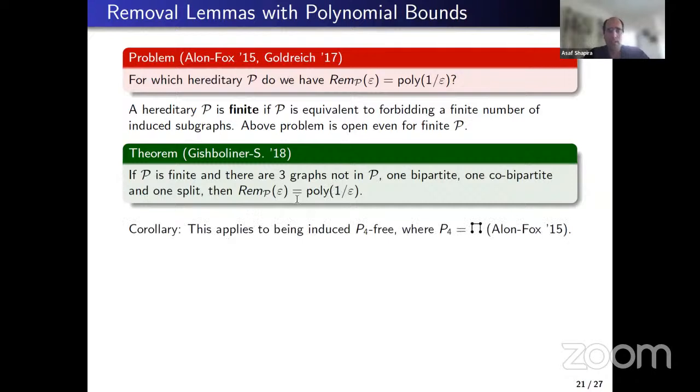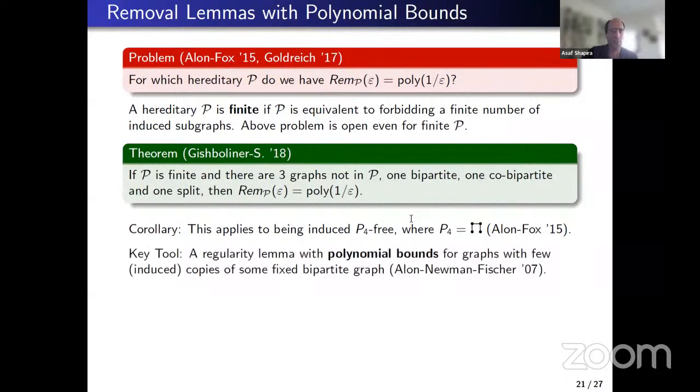So for example, this applies to the property of not containing an induced path of length 4, because you can convince yourself that the path of length 4 itself is bipartite, co-bipartite, and split, and therefore it has a polynomial removal lemma. This was actually a theorem of Alon and Fox with an ad hoc argument, and we get this immediately from this general theorem.